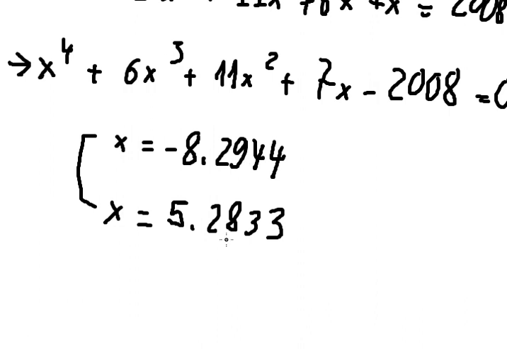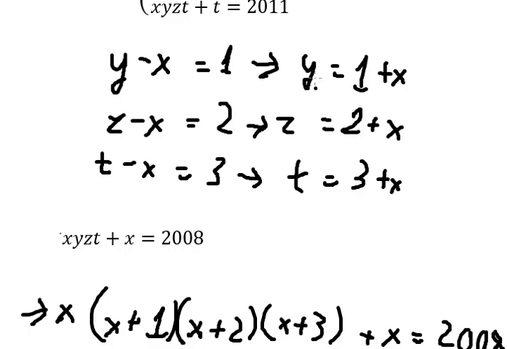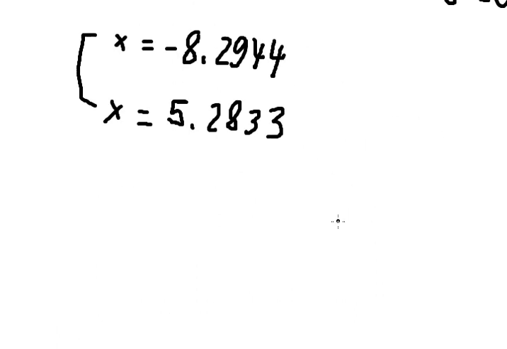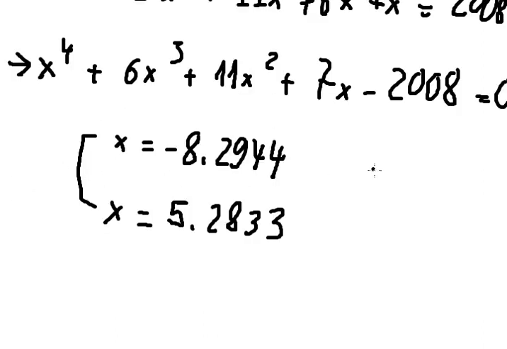After we got two solutions in here, we can find the value of y, z, t. This one you can do by yourself. So you just add number 1, number 2, number 3 into this equation and this equation. So that is the final answer.